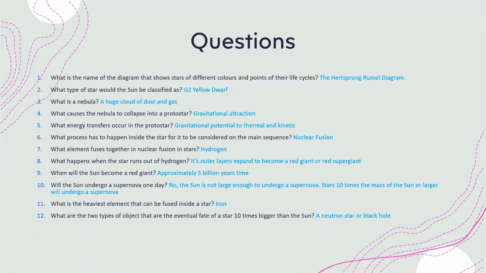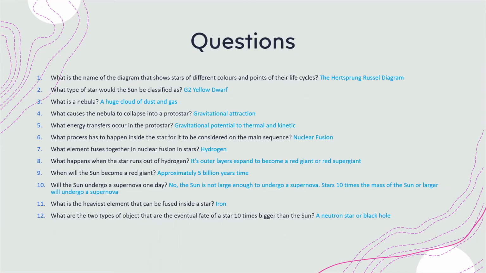Number 6, what process has to happen inside the star for it to be considered on the main sequence? Nuclear fusion has to happen. Number 7, what element fuses together in nuclear fusion in stars? Hydrogen. Number 8, what happens when a star runs out of hydrogen? For all stars, the outer layers expand to become a red giant or red supergiant. Number 9, when will the sun become a red giant? In approximately 5 billion years' time.